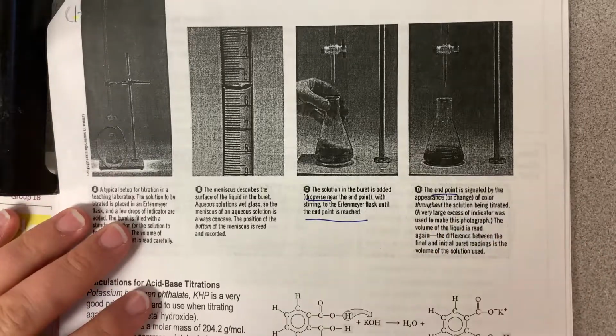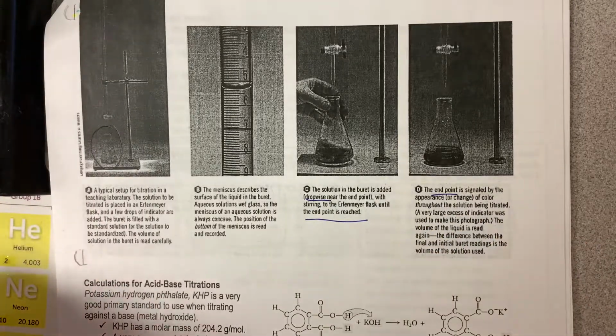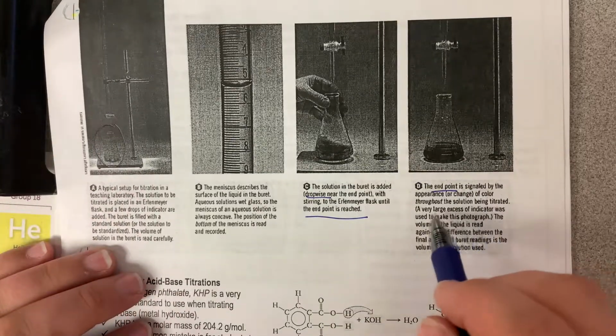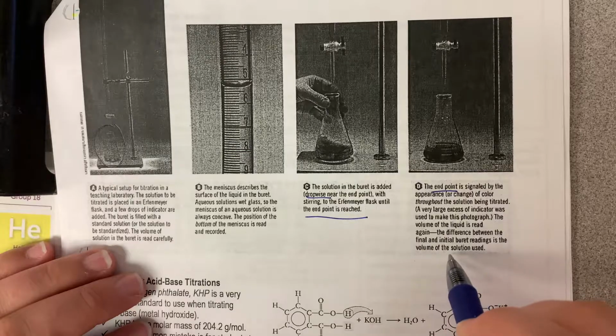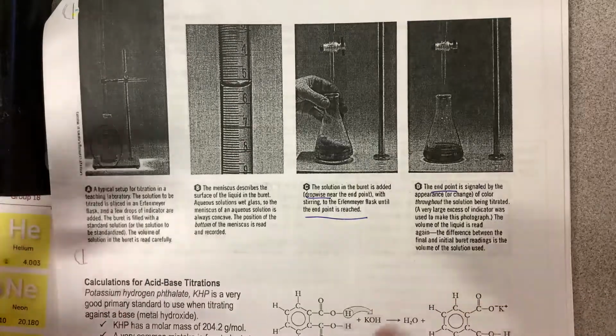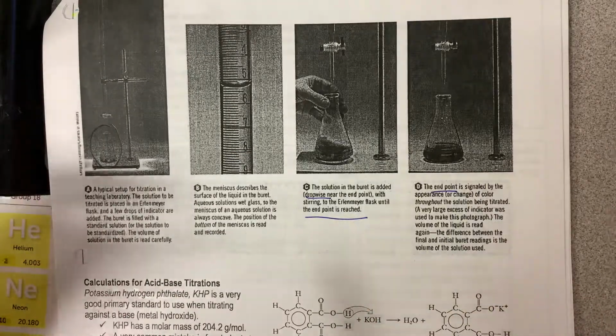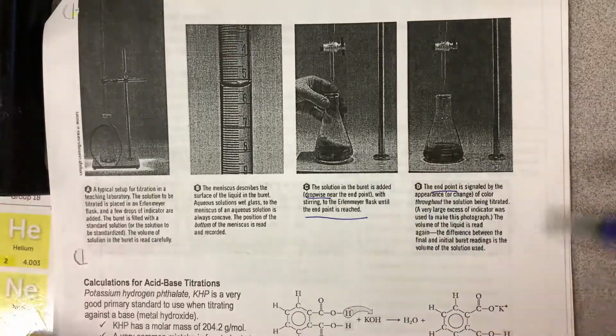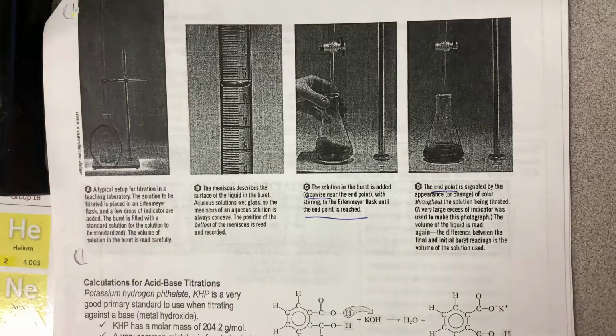The end point is signaled by the appearance of a color change based on that indicator, and it will typically have to last almost about 15 seconds, okay, before you know that your reaction has gone to completion, okay? And once we do this in the lab, you'll see this process as well. I'm going to end the video here and then we'll go on to calculations.